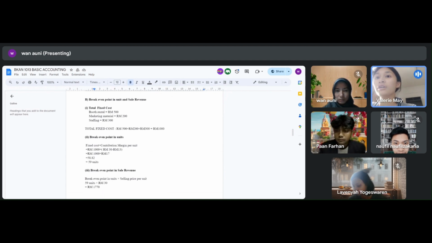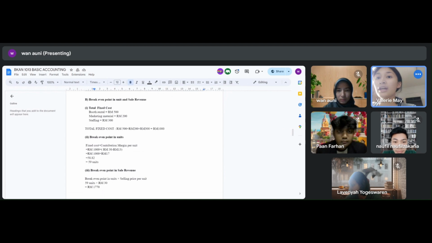Today I would like to present question B, which is the break-even point in units and sales revenue. The first calculation is the total fixed cost. I will add up all the fixed costs: the booth rental, 500 ringgit, marketing material, 200 ringgit, and the staffing, 300 ringgit. So the total fixed cost would be 1,000.